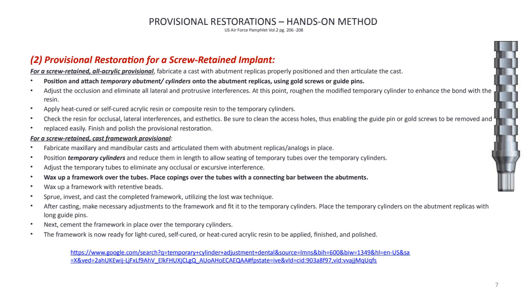After casting, make necessary sprue and investor cast the complete framework utilizing the lost wax casting technique. After casting, make necessary adjustments to the framework to fit the temporary abutments. Place the temporary abutments over the replicas with long guide pins. The next step would be to cement the framework in place over the temporary abutments, and then the framework is ready to be cured, and then finish and polish it.